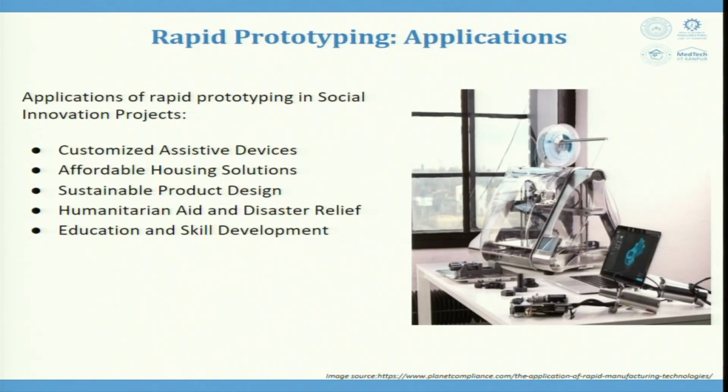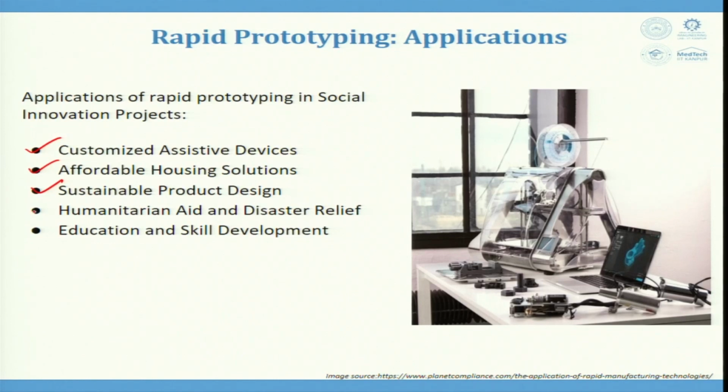Next comes applications of rapid prototyping in social innovation projects. There are certain and multiple applications. Customized assistive devices, such as orthotics or many other assistive devices, are manufactured using rapid prototyping techniques. Then we have affordable housing solutions, that is 3D printed walls or modular constructions in a room. Sustainable product design, that is we reduce the material waste and energy consumption, and the product development cycle is also minimized here. So, energy is also saved in that.